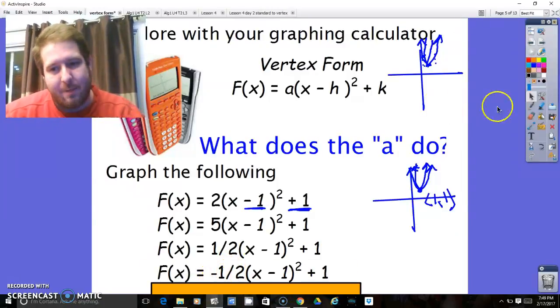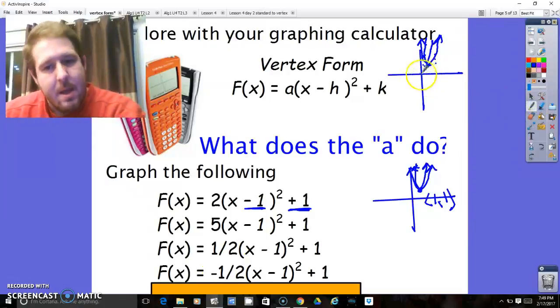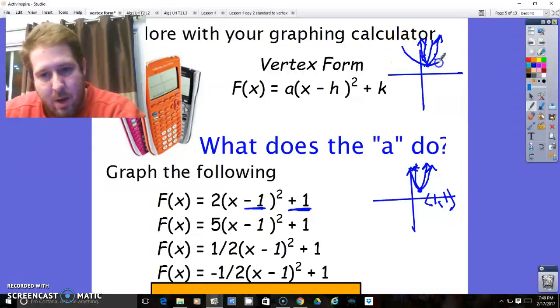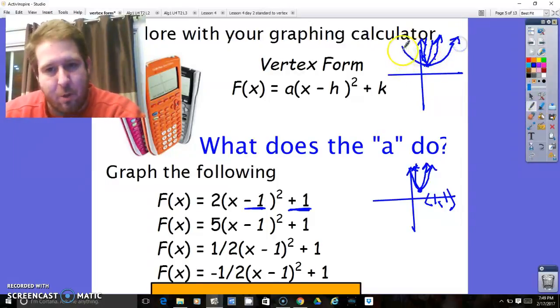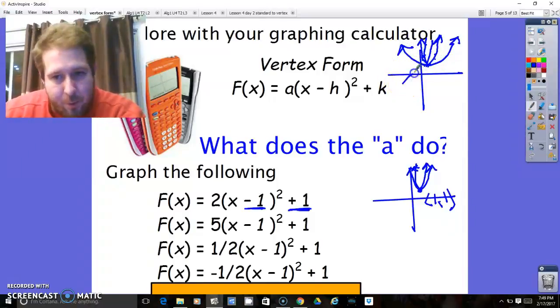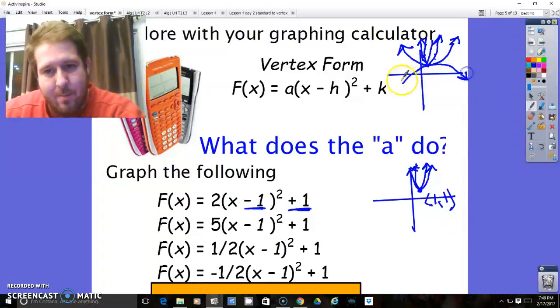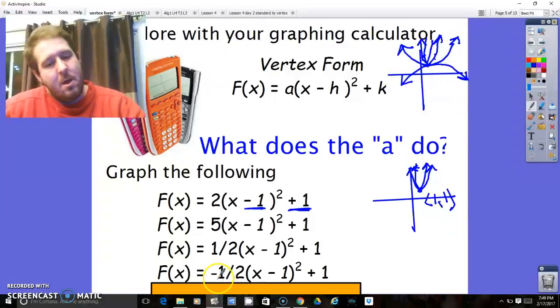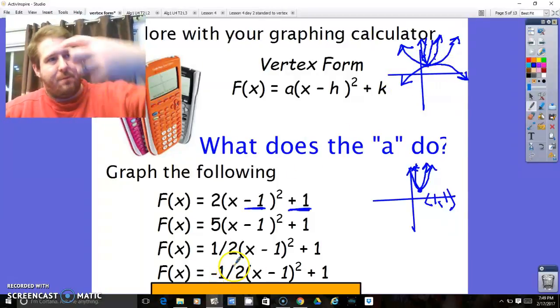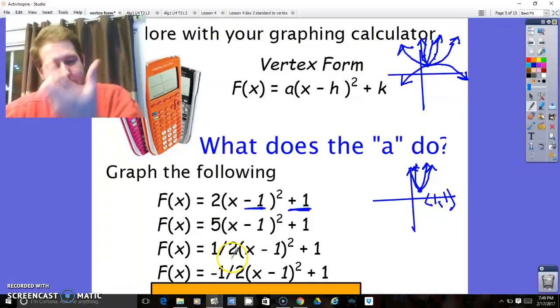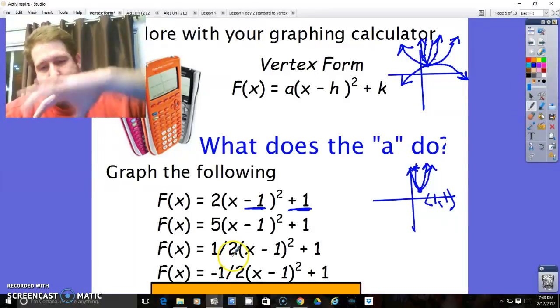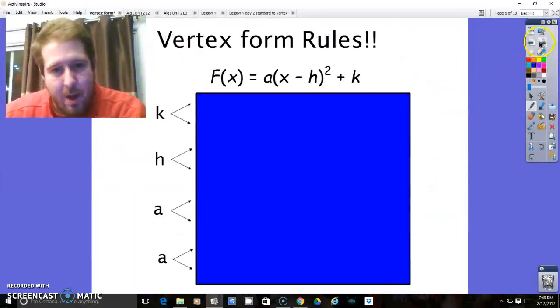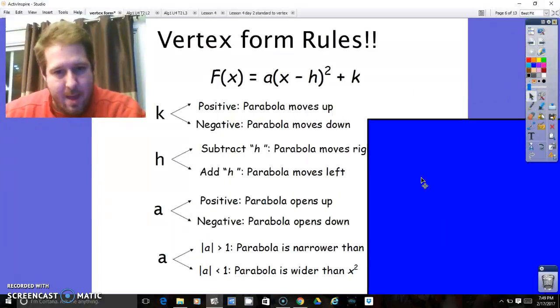The fact that it's negative is the other thing that a does. So if this is 1/2, the third equation, then the fourth one would be the exact mirror image, only going down. Because when a is negative, that makes the function turn upside down. When it's positive, it faces up, it opens up. When it's negative, it faces down. All right, so those are the rules for a, h, and k.